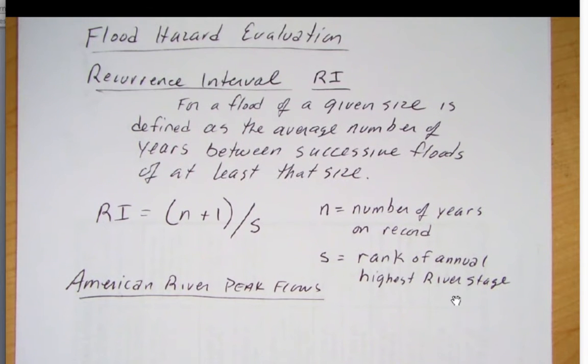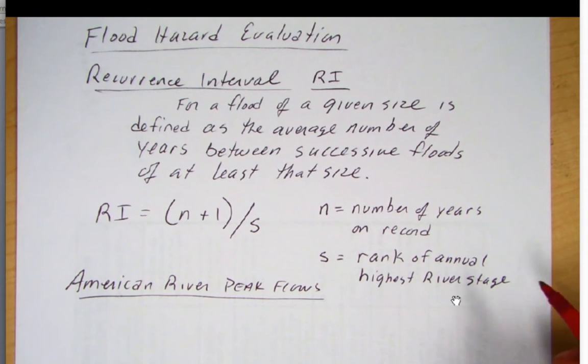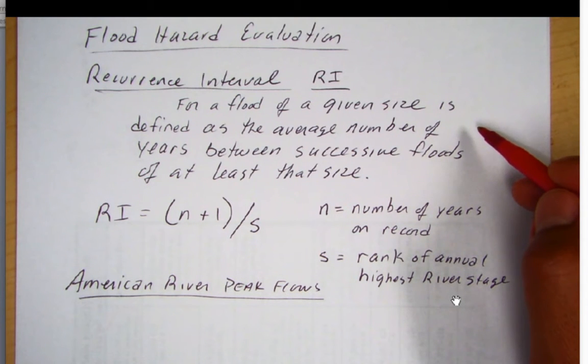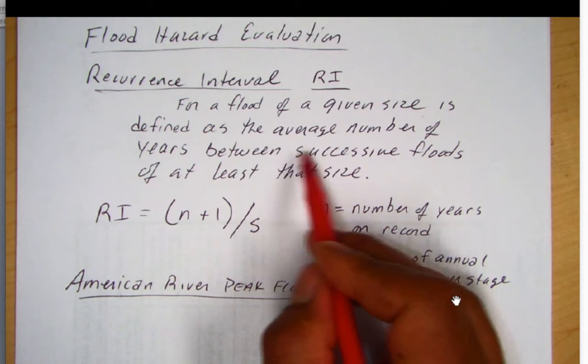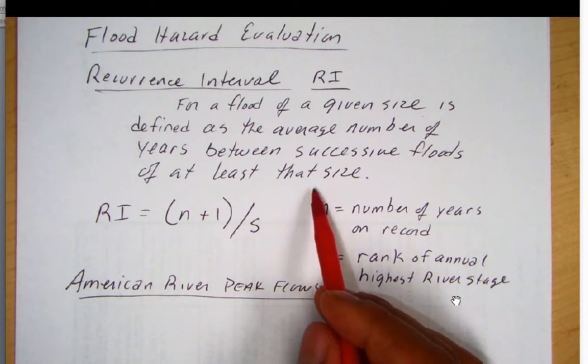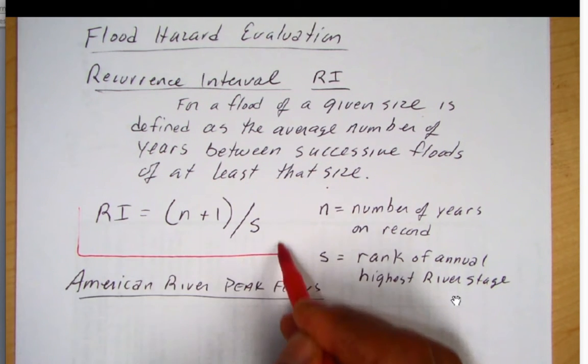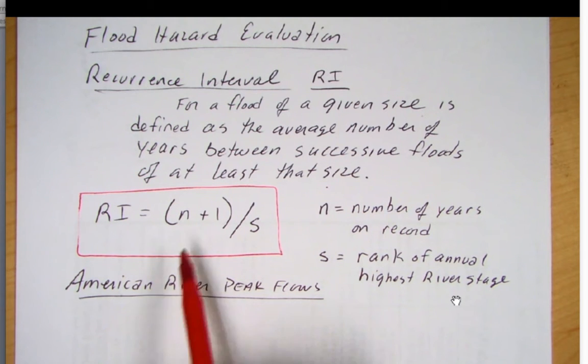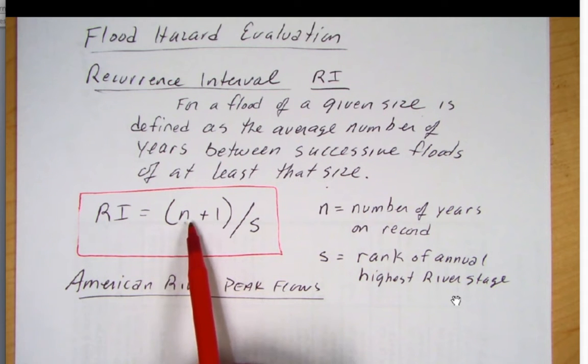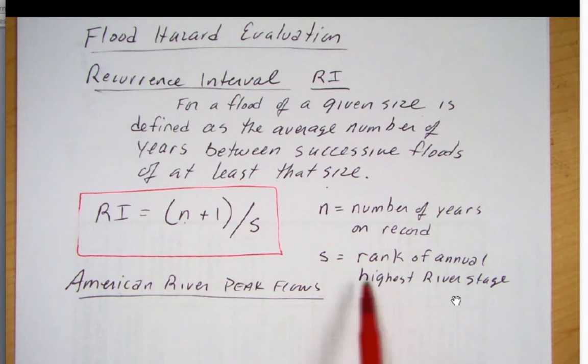Now, how are we going to evaluate these flood hazards? So I mentioned earlier there's this idea of a recurrence interval. For a flood of a given size, it is defined as the average number of years between successive floods of at least that size. And so we're going to have this formula here, where RI stands for the recurrence interval, and it's going to equal the number of years on record, 10 years, 50 years, 100 years. For many places, especially on the West Coast, we have maybe 150 years or so, plus 1. And then S is the rank of that flood. So over that time period, was it the highest amount of water, or what was the rank? Was it a really great flood, a really high water, high discharge, or was it a relatively low discharge?